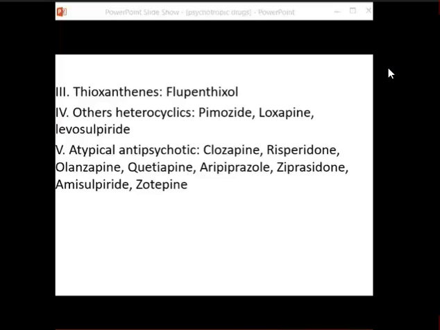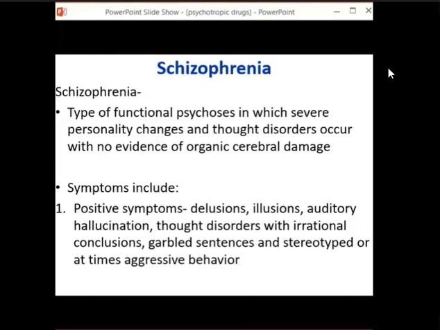So before going to the drugs, let's just discuss in brief schizophrenia and its pathophysiology, and then we'll go with the drugs. Schizophrenia is a type of functional psychosis in which severe personality changes occur, and there is a thought disorder which occurs with no evidence of organic cerebral damage. So it's a functional psychosis with severe personality changes.